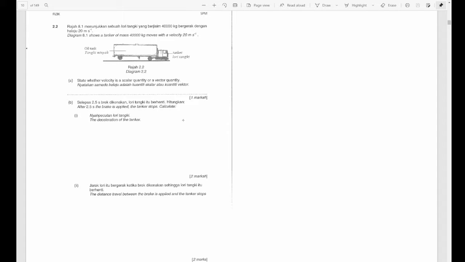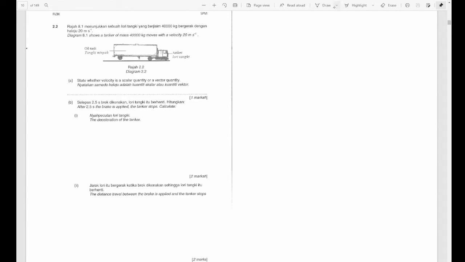Hello guys, in this video we look into this question number 2.2. Diagram 8.1 shows a tanker of mass 40,000 kg moving with a velocity of 20 meters per second. So the first one states: state whether velocity is a scalar quantity or a vector quantity.